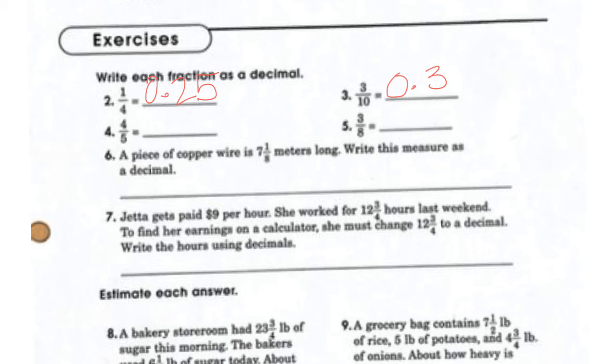Now, on number 6, it says a piece of copper wire 7 and 1/8 meters long. Write this measurement as a decimal. The 7 in front of it is a whole number. So that 7 is going to be a whole number, and then I'm going to put my decimal. Then I'm going to take 1 divided by 8, and I get 0.125. And then I have to label this as meters. So now you're going to do problem 7 after you pause the video.